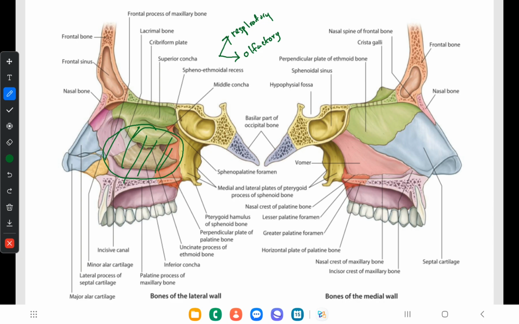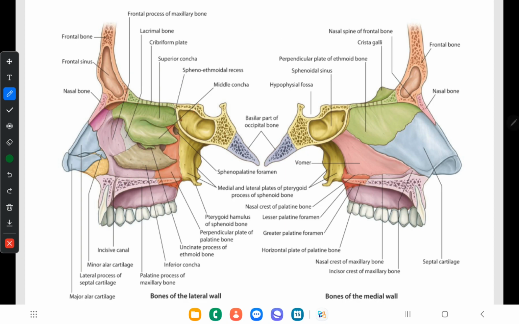The olfactory area, this part is the olfactory area. Here you can see the fila of the olfactory nerve, and it is located in the upper one third of the nasal cavity and covered by olfactory epithelium.